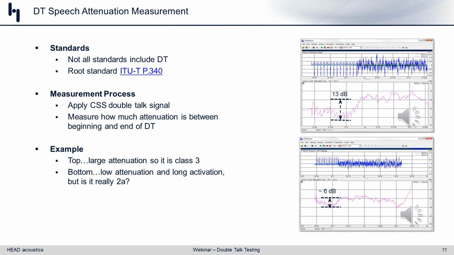So what that means is, if we use our ITU-T P.340 classification table, we have a class 3 device, basically a device that is incapable of duplexing. Now on the bottom, I feel like this attenuation is probably only on the order of 6 dB. So if I'm kind, I'll say a 2A, but maybe it's more like a 2B. In any case, it's much better than above.